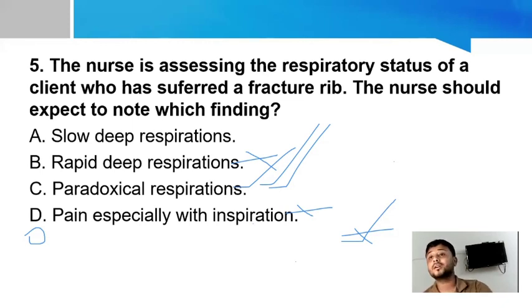But I told you we can consider number B previously only if option D is not there, or if option D is wrong. But if the point pain, especially with inspiration, is there, we can consider D the actual and correct answer, because in case of fracture rib, the patient will have rapid respiration, but may not have rapid deep respiration. So we will consider the number 4 point, pain, especially with inspiration.